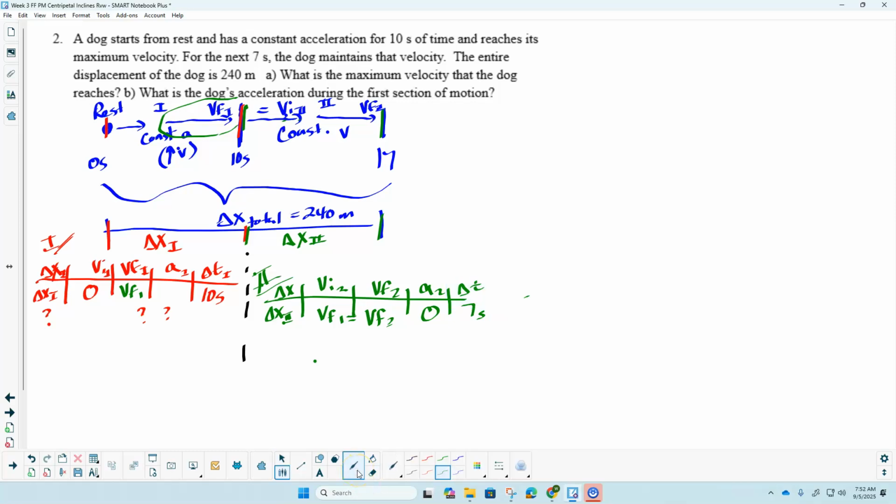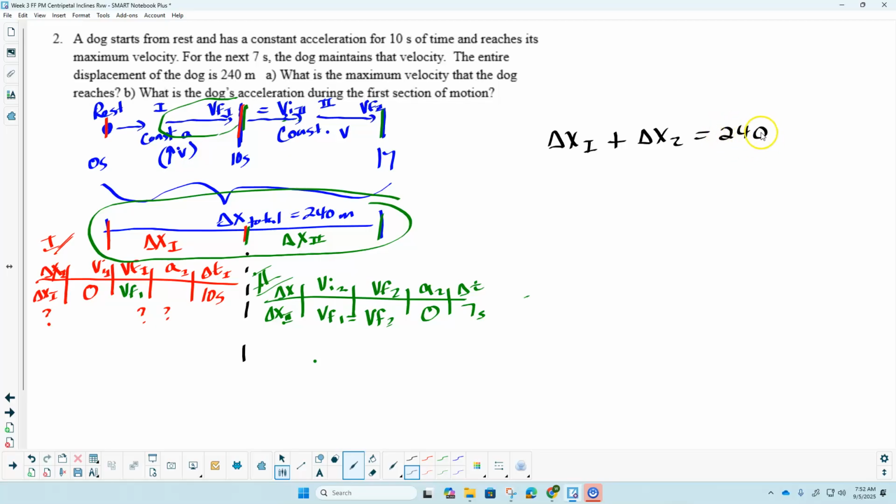So again, it looks like we're a little short on information. So let's see if we can come up with any other relationships. And this relationship is going to help us solve what we need to solve for. So we know that if we add up the 2 sections of motion, delta x1 plus delta x2, we will get 240. All right. So I think the easiest thing to do is set up an equation to solve for delta x. And let's say we don't know this acceleration, so that's not going to be what we're looking for. So we're going to use the equation without acceleration.